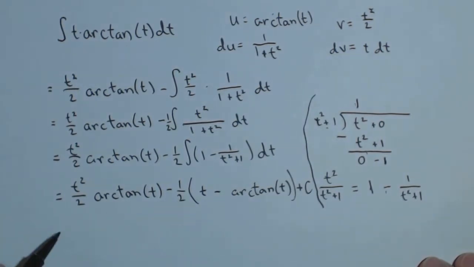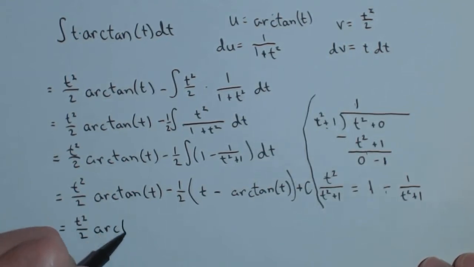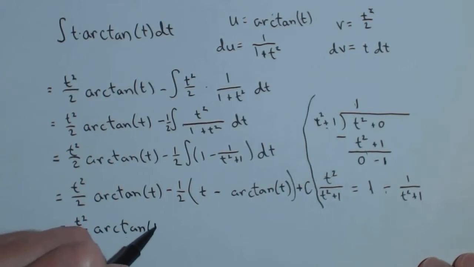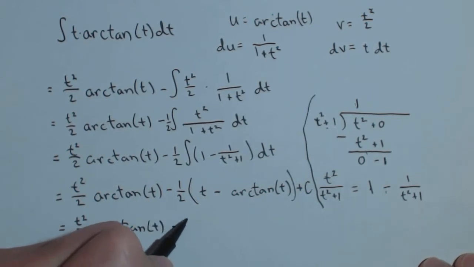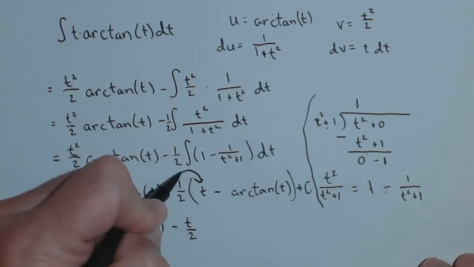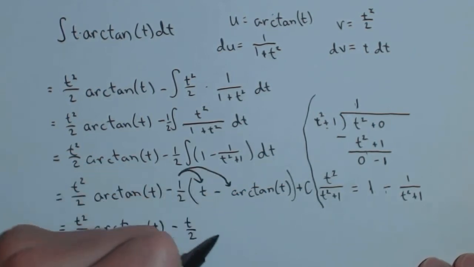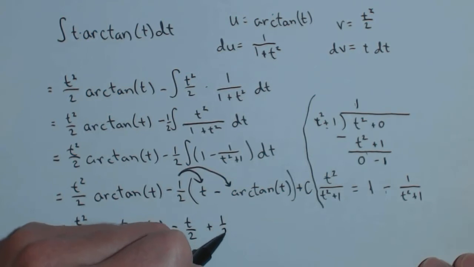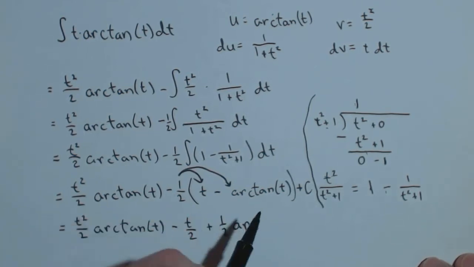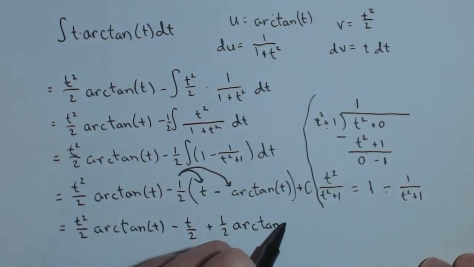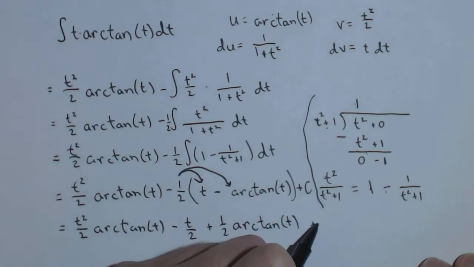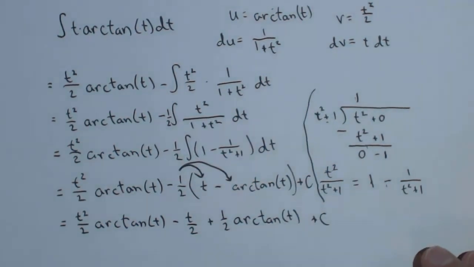Last thing I'll do is distribute that 1/2 just to see if anything will simplify any further, although in this one it really won't. You could factor out an arctan if you wanted to, but I'm not going to worry about that for this problem. t over 2 from this, and then we got a negative times a negative, so plus 1/2 arctan of t plus c, and there's our antiderivative.